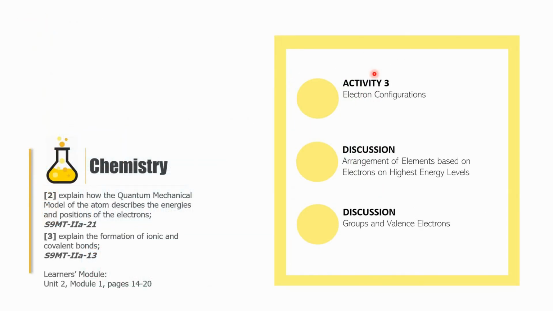So far in this session, you were exposed to the following parts. The first part is activity number 3, electron configurations. The second part is a discussion about the arrangement of elements based on electrons on highest energy levels, and then the last part is a discussion on groups and valence electrons. You successfully completed this PowerPoint already.